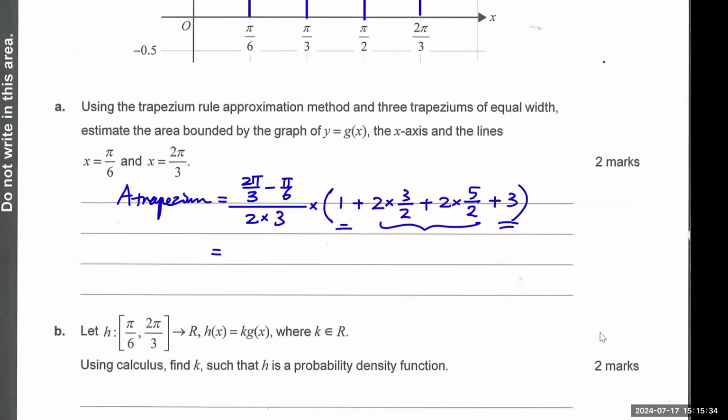And 2 pi over 3 minus pi over 6 is half pi. So half pi divided by 6. So that is pi over 12. 1 plus 3 plus 5 plus 3. This looks like pi over 12 times 12. A very nice number, pi.